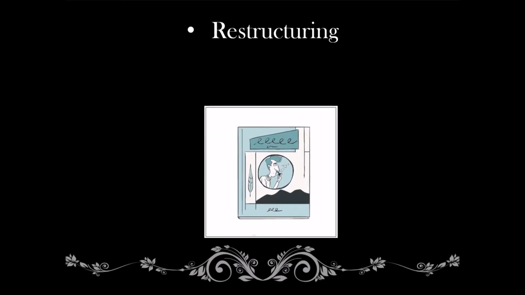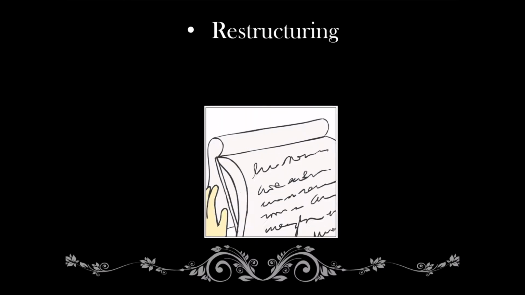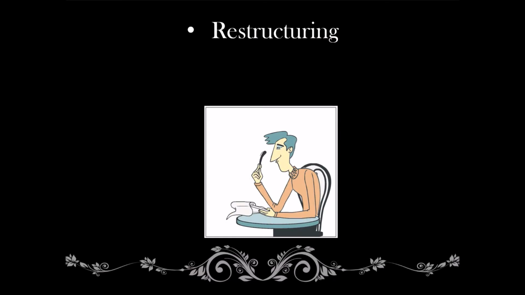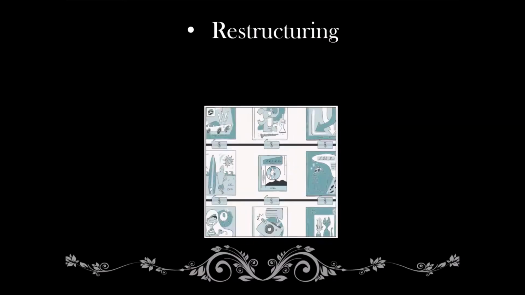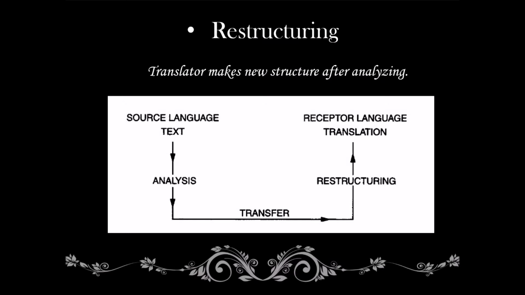The fifth is restructuring. Restructuring here is the step where the translator tries to make a new structure in the target language after the source language text has been split structurally and semantically into clauses, phrases, and words. Simply, it is when the translator gives the final conversion in the target language in which it is understandable for the target language readers or audiences. For example, "man is a thinking animal."